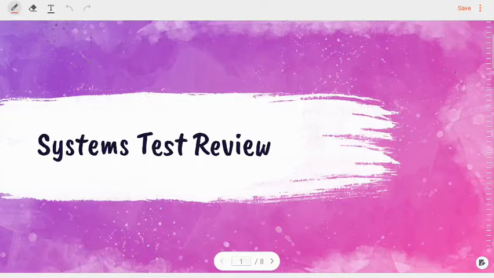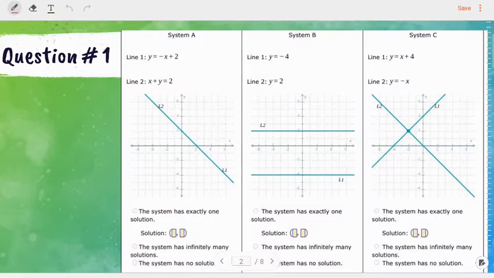And here we go. So, systems test review. Question number 1 on your test review is going to ask you to identify solutions. Remember, I have 3 different types of solutions. And remember, a solution is that single point that is on both lines.